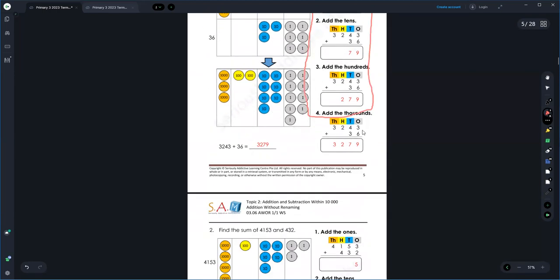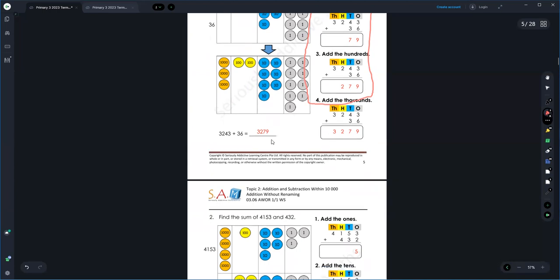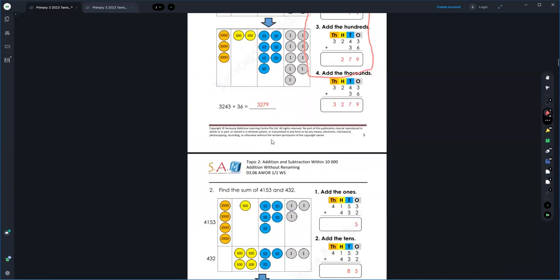When you explain, it is important to explain your addition in terms of place value. I would usually say, this is 3 ones plus 6 ones, equals 9 ones. 4 tens plus 3 tens equals 7 tens. Then 2 hundreds, there's nothing here, so it's just 2 hundreds. 3,000 plus 0, so it's just 3,000. So the answer, 3,243 plus 36 equals 3,279. Remember, as you explain, please explain addition in terms of place values.